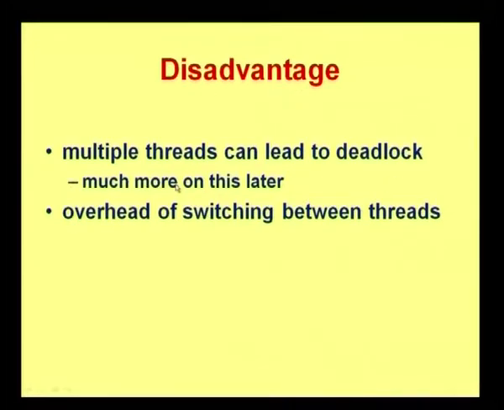So, multiple threads can lead to deadlock. We will have much discussion on this later on, what is the deadlock and so on. So, the overhead of switching between the threads is high. So, whenever I am trying to use the same processor, or else you can say the same object, so multiple threads accessing the same object. In that case, when one particular operation is over, only then can another thread do its process.